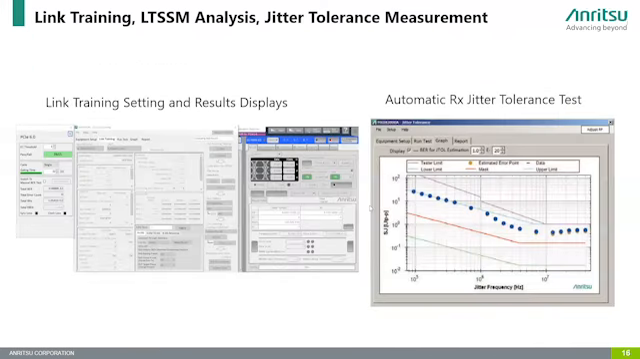This is an example of the receiver test. So now the receiver passes E-12, then you can make a jitter tolerance test. The red line is the compliance mask, and you can measure how much margin you have from the mask or specifications.